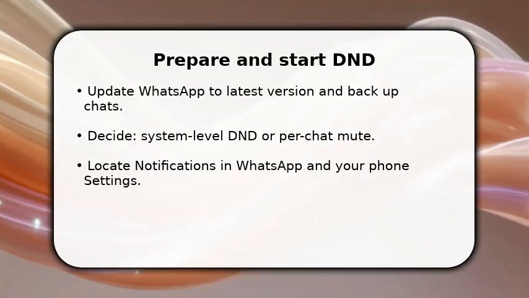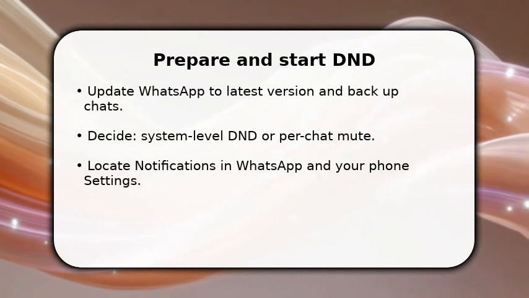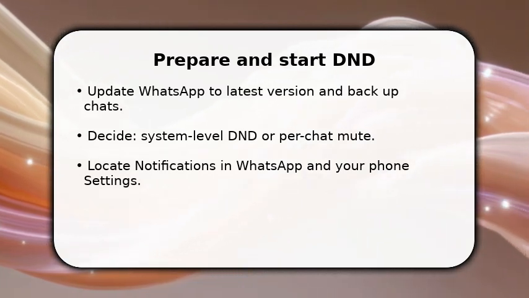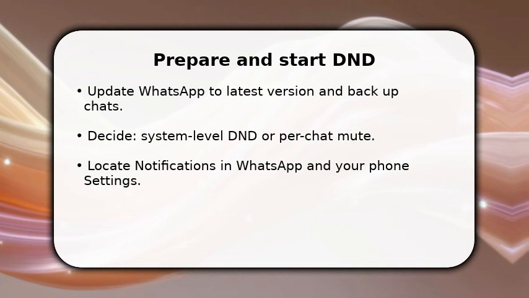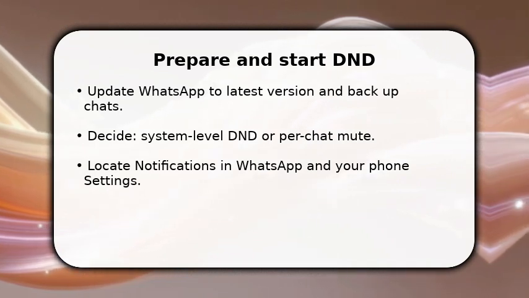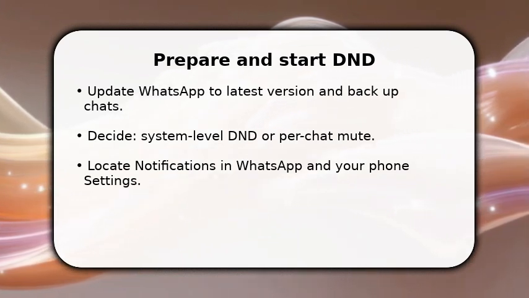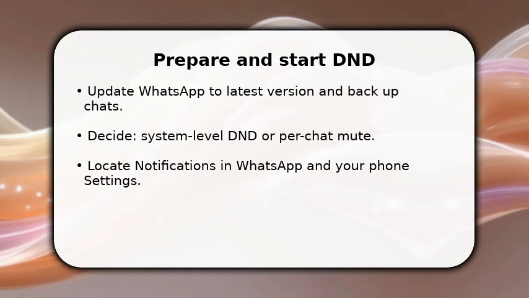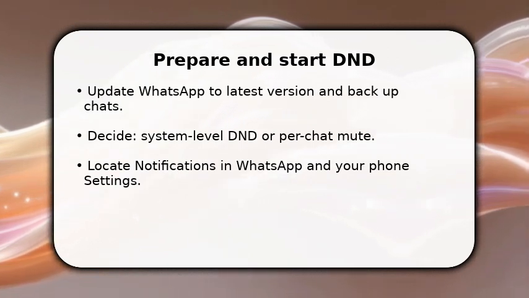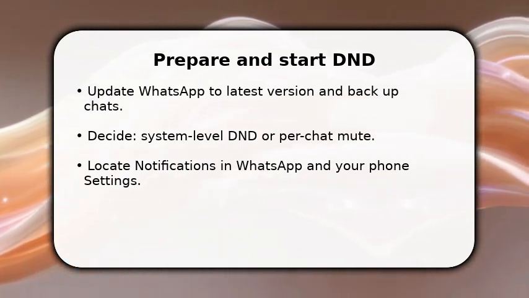You're ready to begin. Update WhatsApp and back up important chats so you can experiment without risk. Once done, decide whether you want system-level Do Not Disturb or targeted muting for specific chats. Open WhatsApp, tap a chat, then view its contact or group info. Make sure you also open your phone settings to notifications.